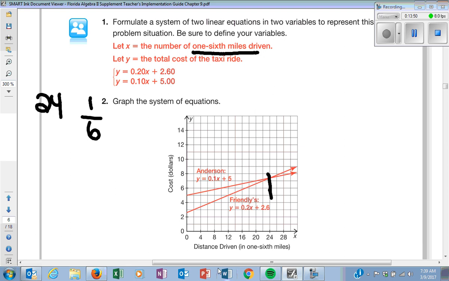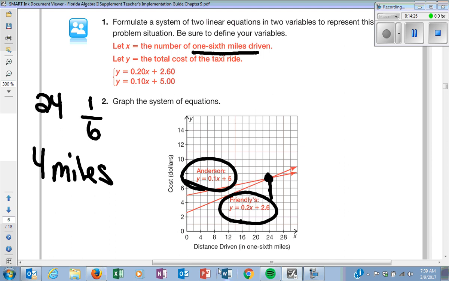So what does that mean? How many miles did you actually travel? 24 divided by 6 is, you actually travel 4 miles. Does that make sense? At about 4 miles, the cost should be equivalent. So if you're going 4 miles, you can call the first cab company, you can call the second cab company. It's going to cost you the same amount. You with me? After 4 miles, it's going to be smarter to choose this guy. If you're going less than 4 miles, it's going to be smarter to choose this guy. Can you see that on the graph? You with me on this?